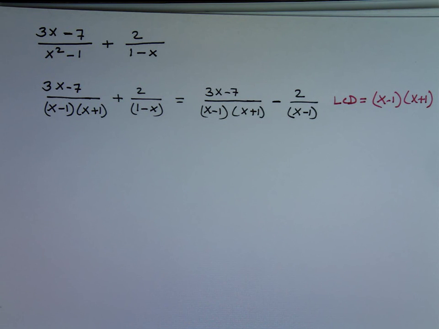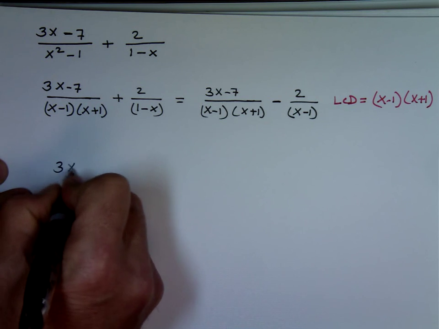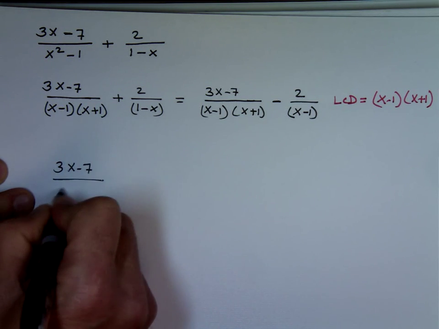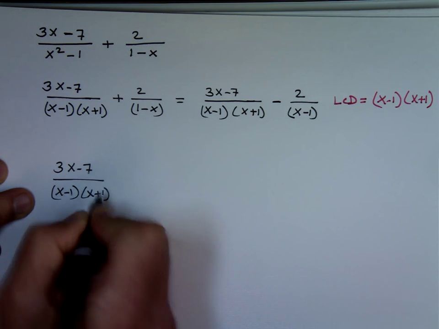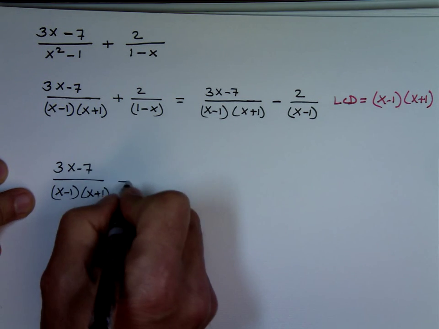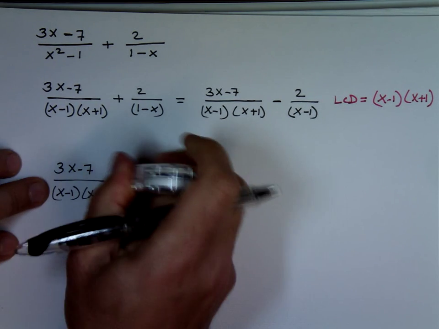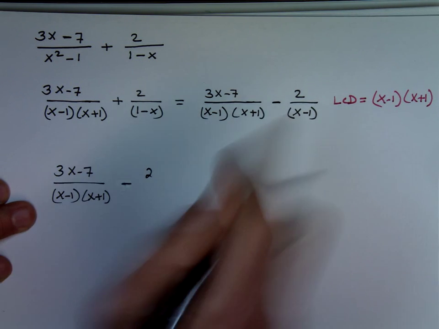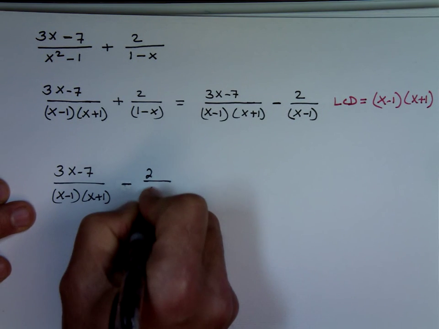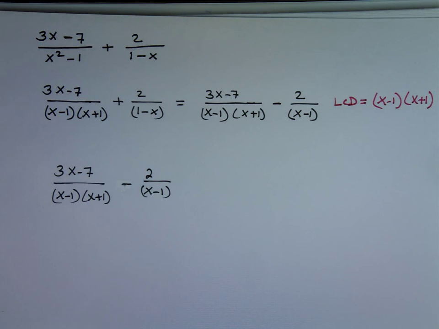So the first one is good. I don't have to touch it. So you want it to be over that. The second one, oh, sorry, minus. I already changed it. I'm looking at the wrong place. Minus 2 over what? X minus 1. But I want the bottom to look like this, so I am missing one piece from it. The piece that I'm missing is the x plus 1.